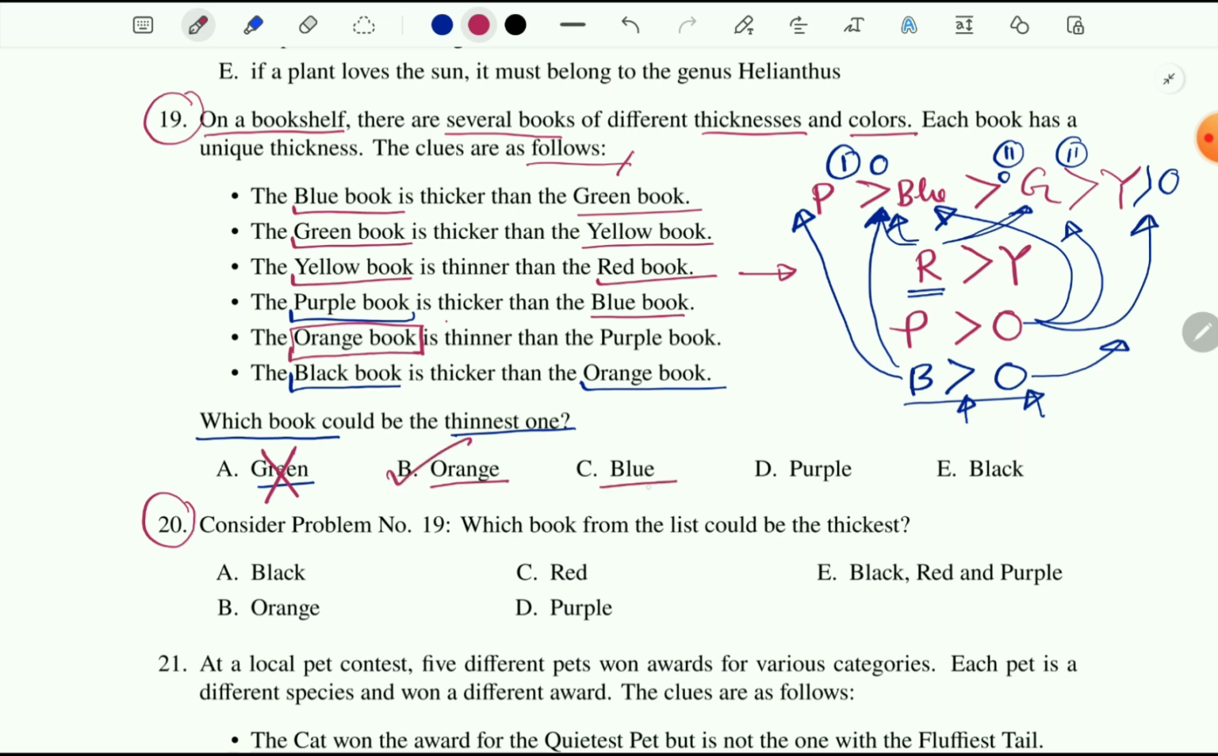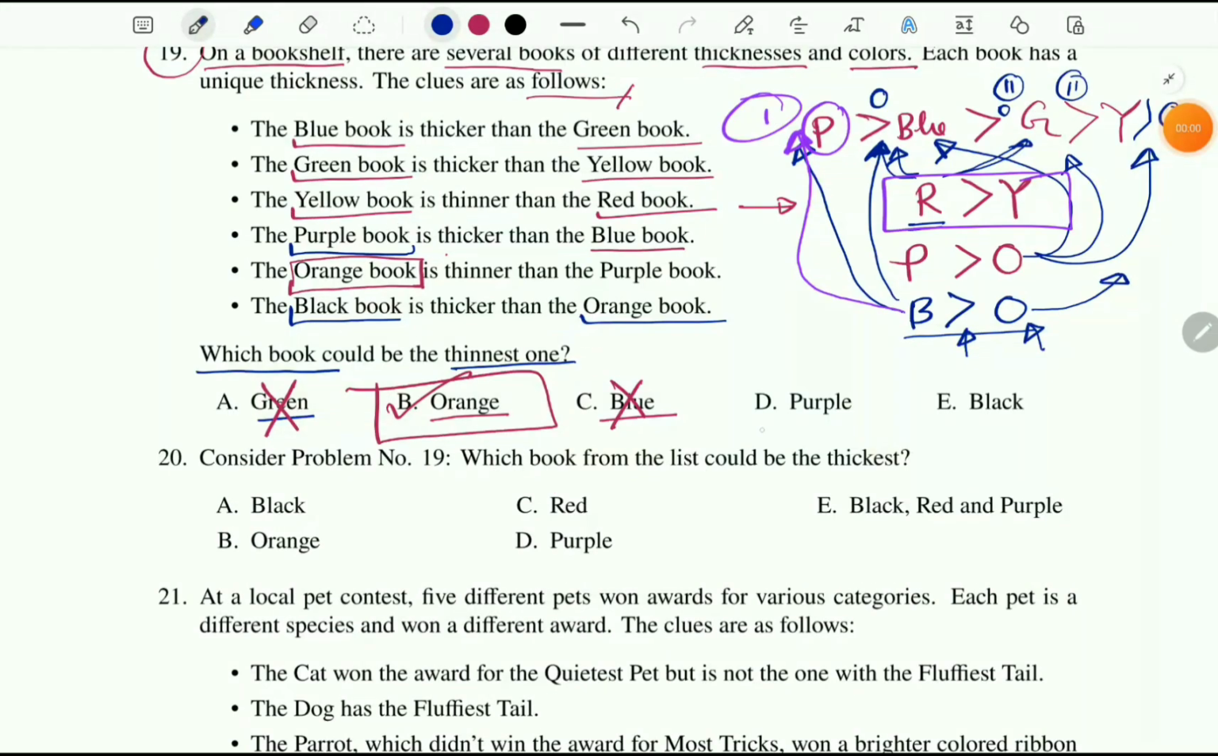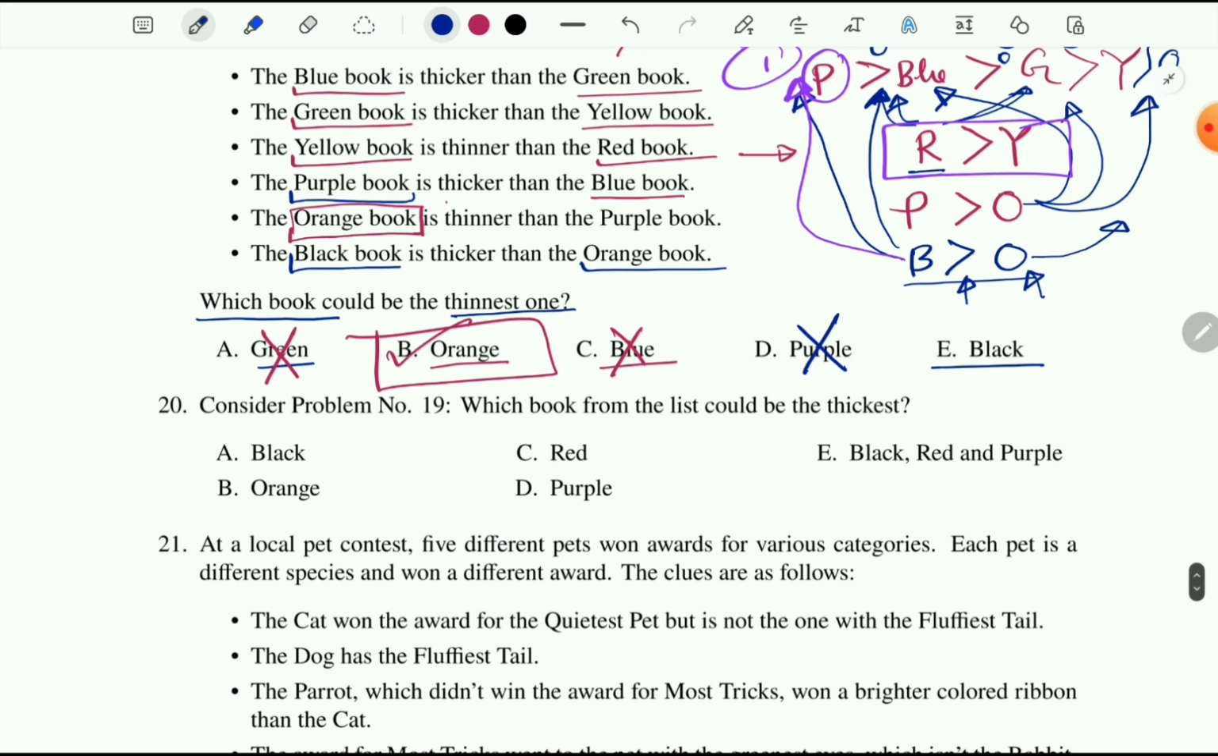Let's take a look at blue. No, blue cannot be the thinnest. Option D, purple. Purple cannot be the thinnest one because purple is thicker than orange. And the last option is black. Black also cannot be the thinnest one because black is already thicker than orange. So our correct answer is option B, orange.